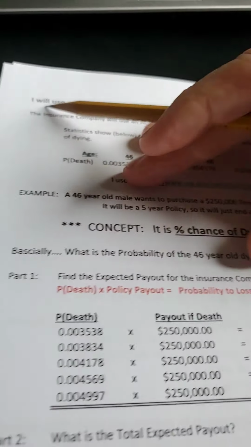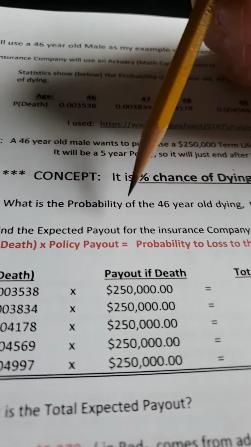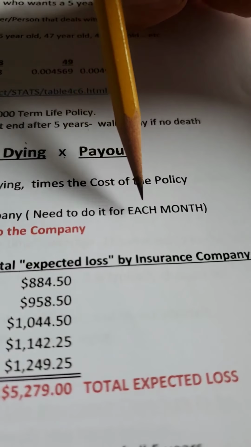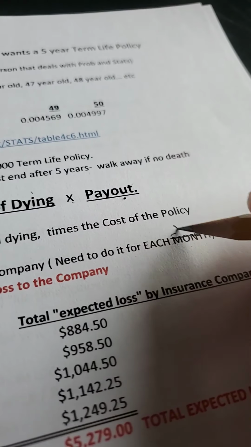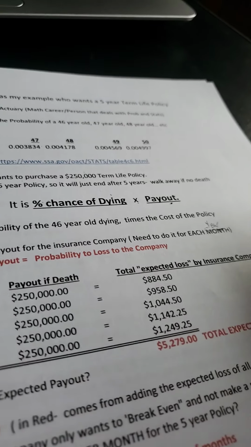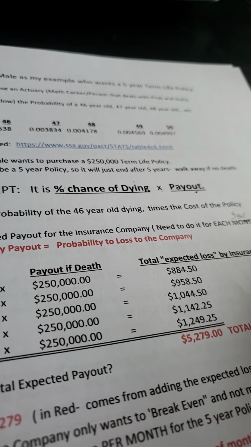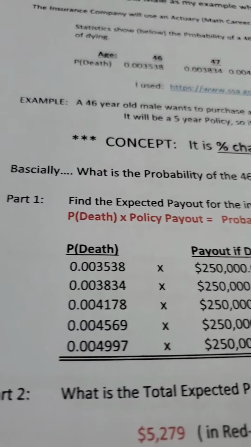So there's 4 parts, 4 questions that I'm going to be asking. Part 1, find the expected payout for the insurance company. You need to basically do it for, that says each month, it should say each year. I'll change that. What's the expected payout for the insurance company at age 46, at age 47, at age 48, and so on?